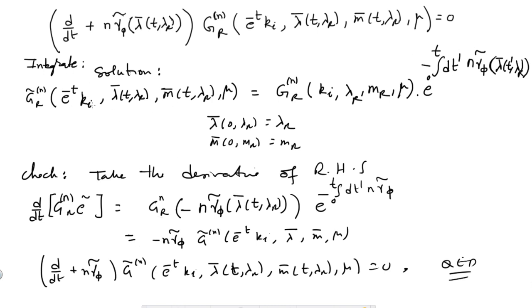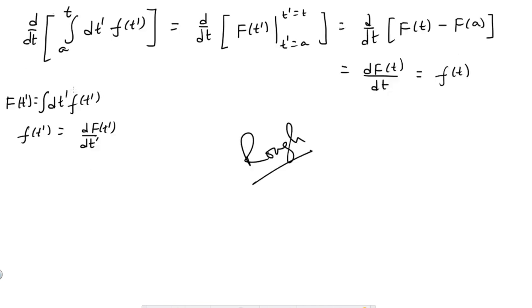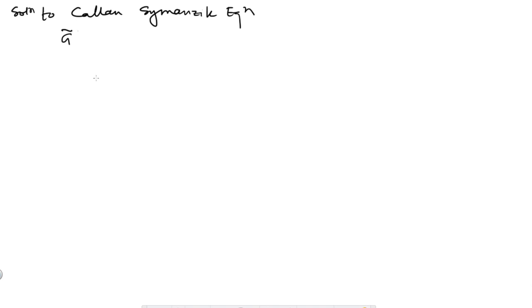Now what I'll do is, I will change the scale, or rather I will take this exponential and put it on the left side, so that I get a relation for gn with argument ki in terms of gn with argument e to the minus t ki. So for t positive, this is a lower scale. So I will be relating a Green's function at some scale to the same Green's function at a lower scale. So let me take the exponential to the other side and write the solution here. It's the same solution, but with the exponent taken on the other side.